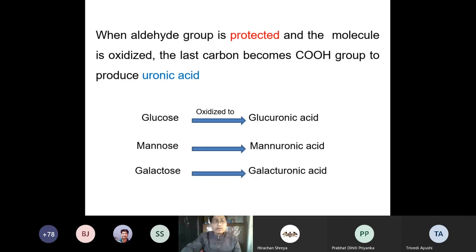When the aldehyde group is protected, that means when that functional group is protected and the molecule is oxidized, the last carbon becomes the COOH group. That means when the first carbon, in the case of glucose the CHO group, is protected with the help of some modification, in that case the last carbon will be oxidized, and this is known as glucuronic acid. In the case of mannose, mannuronic acid, and the same in the others also.